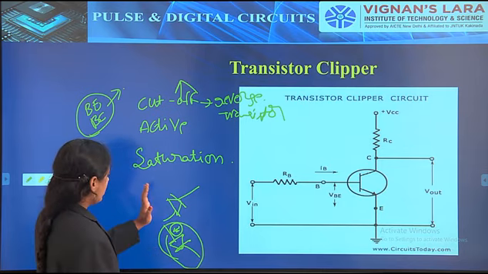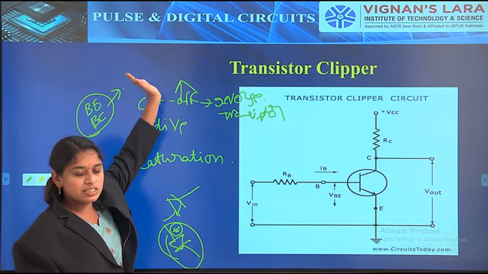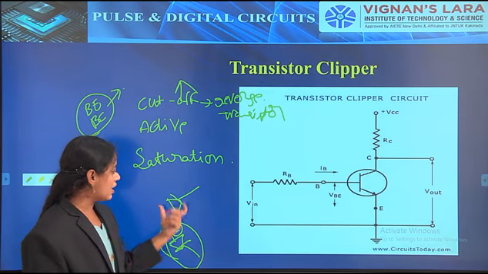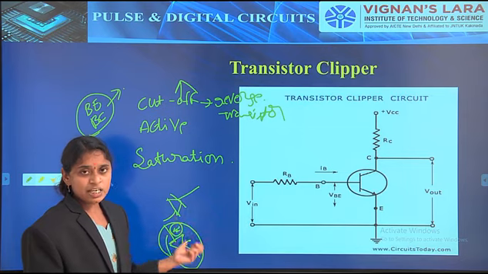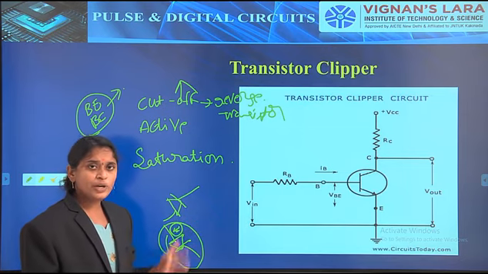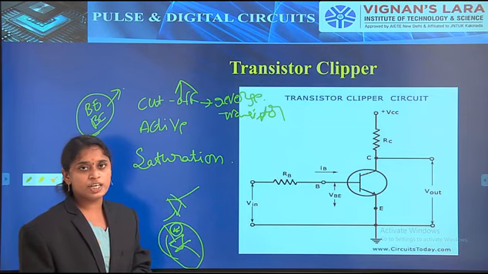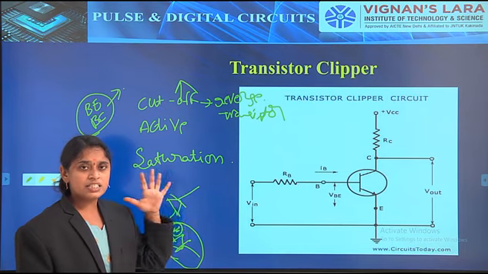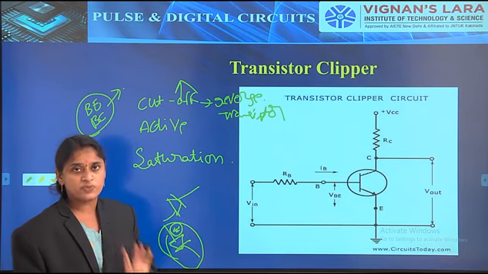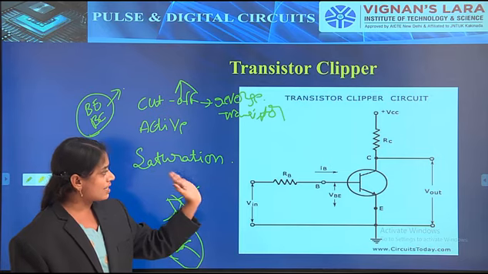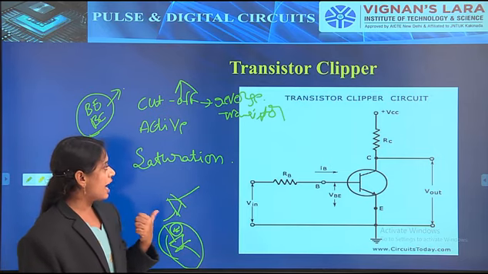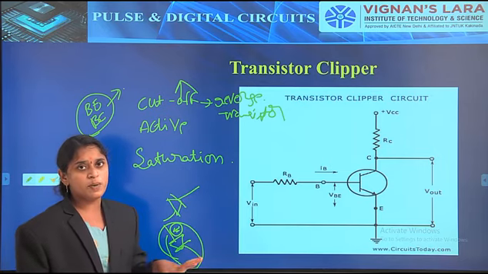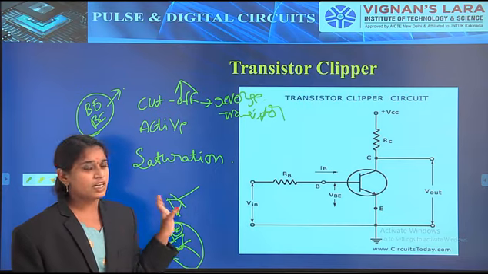So when the transistor is in the cutoff region, both diodes, that is both junctions, will be in the off condition, in reverse bias. At this time the transistor acts as an open switch, and the output across the collector will be the maximum output, that is, the DC output will be present at the output side.